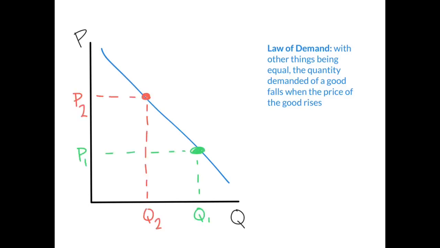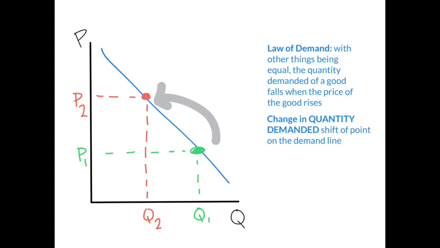Okay, so let's say that the price of a product moved from P1 to P2. As you can see here, the quantity would decrease from Q1 to Q2, but the whole demand line wouldn't move. It would just be a movement of the point on the same demand line.